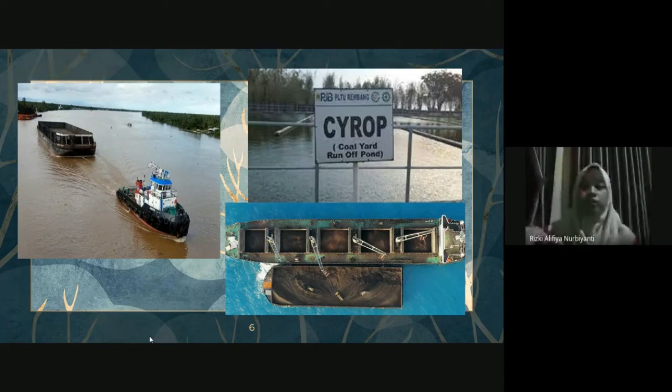Okay, we can see there are three pictures. For the first picture, on the left from the readers, the rear ship is a coal container ship. Meanwhile, the front ship is a ship that is driven to tow ships laden with coal.